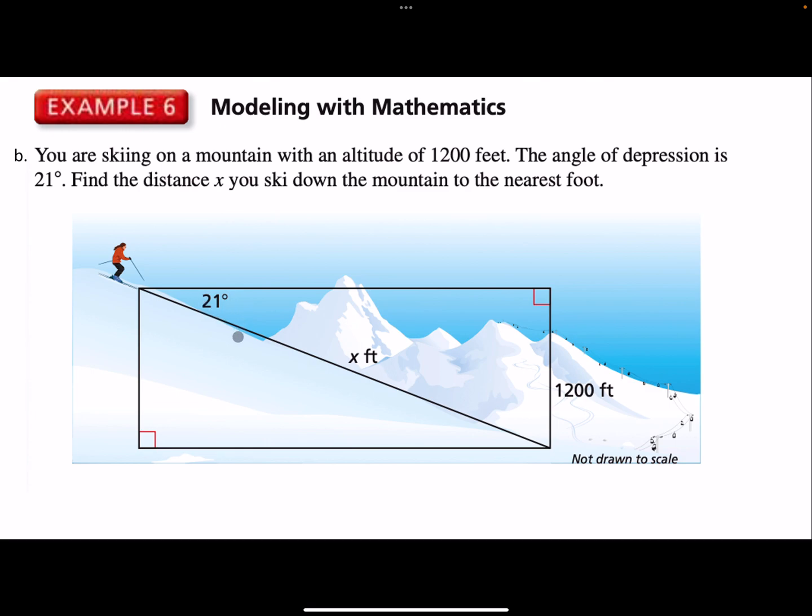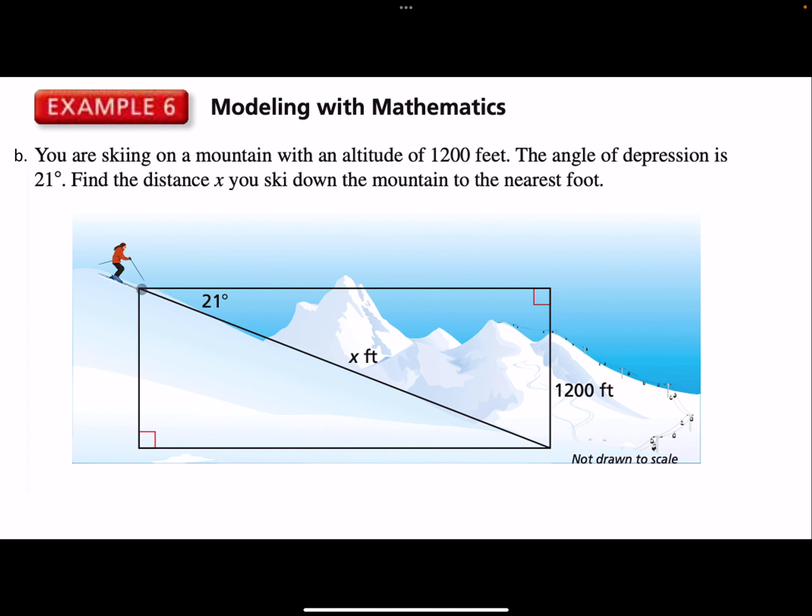And they're telling you that the altitude that you're at is 1,200 feet, which means that that's your height, your vertical height. The angle of depression is 21 degrees, and it wants you to find the distance that you're going to ski down the mountain to the nearest foot. So the distance is going to be from the front of your ski all the way down to the bottom of the mountain. That's what we're looking for.